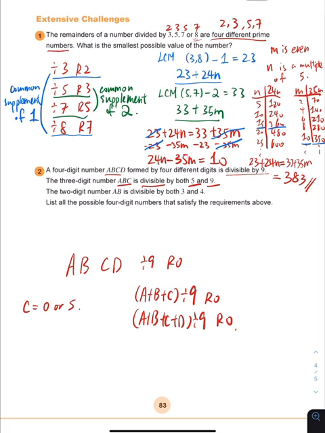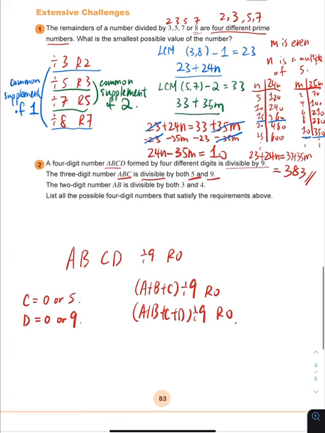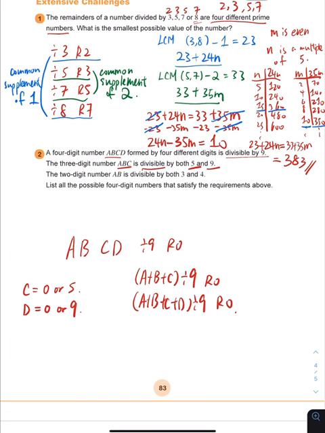Now, comparing these two expressions, you can see that D is either going to be 0 or D is going to be 9. All right, so it means that now actually we have just, well, a few different possibilities right there. So let's move on to see if we have any more clues.